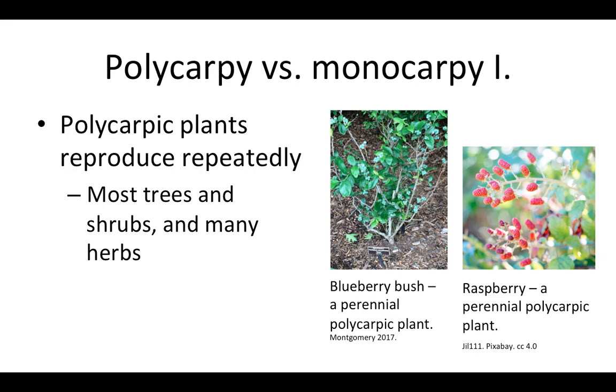This is going to include virtually all trees and shrubs. It's also going to include many herbs. And here's just a couple of examples. This is a blueberry bush, for example. It's going to make blueberries every summer. And this is a raspberry bush, which will also make, in this case, raspberries once a year.